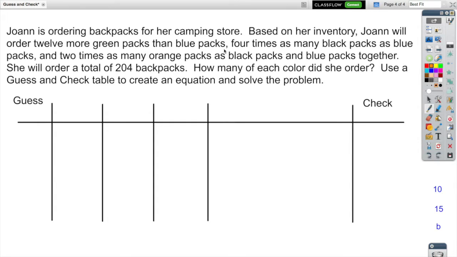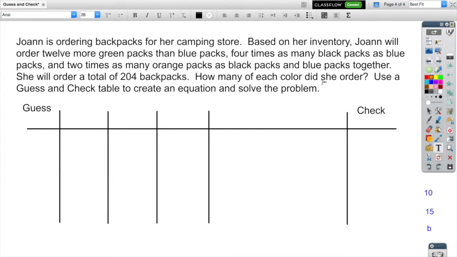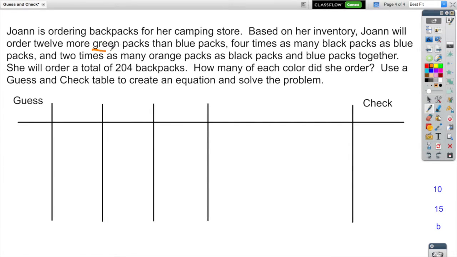Now, that whole paragraph is a mouthful. But if you take it a piece at a time, guess and check here can still work. Here's another reason I picked this problem. There's a lot of different references here to, let's see, we've got green packs, blue, black, blue, orange, black, and blue.